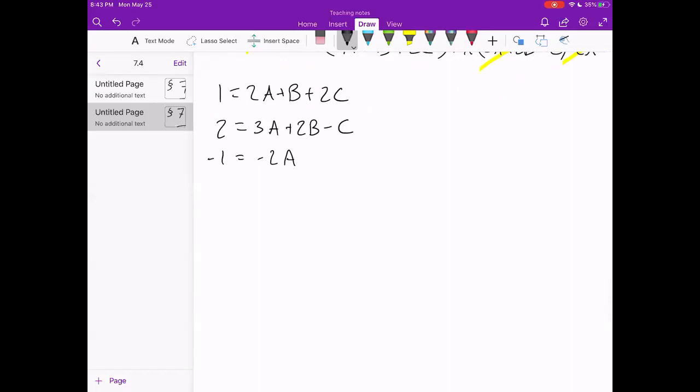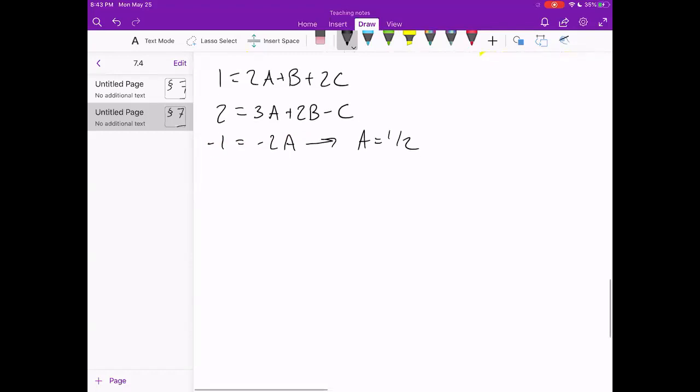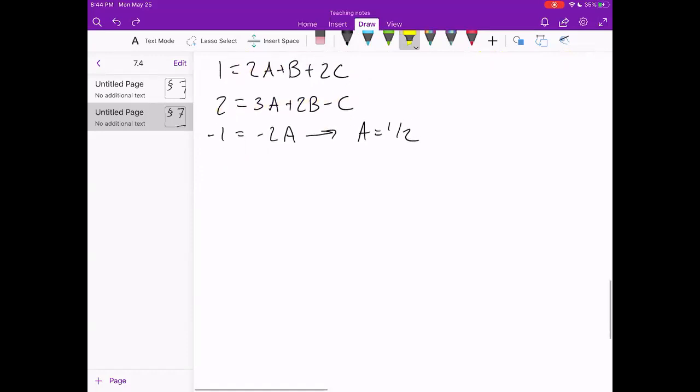Okay, so now we have to solve this system of equations. So the last one is the easiest to solve. That automatically gives us a is 1/2. And now I just have the top two, these two, to solve. And you can use whatever method you prefer. I'm going to use elimination by multiplying by factors that get things to cancel. You'll see what I mean in a second.